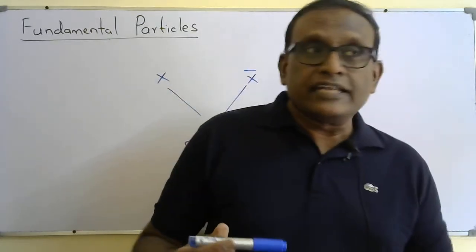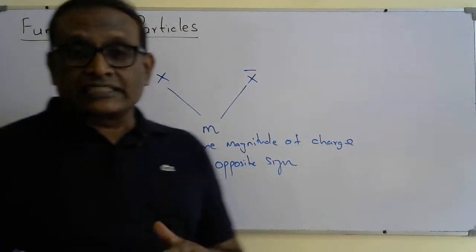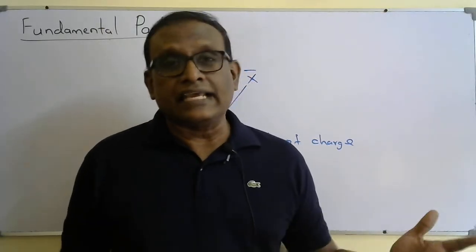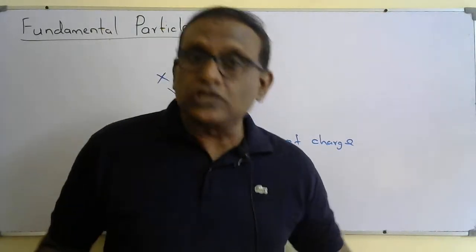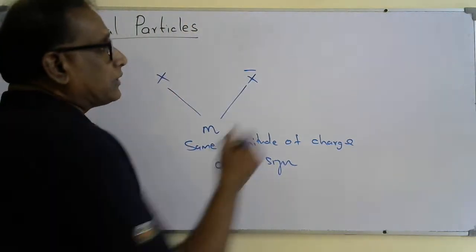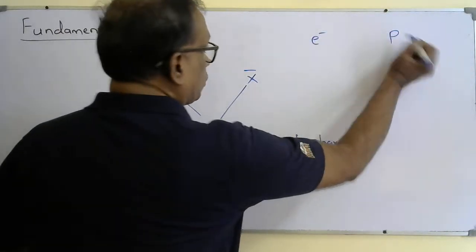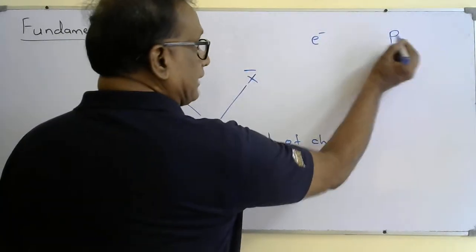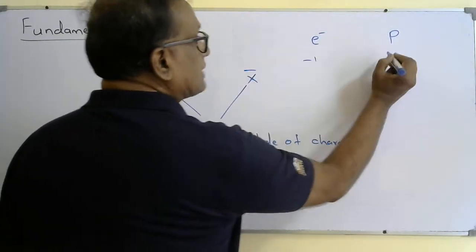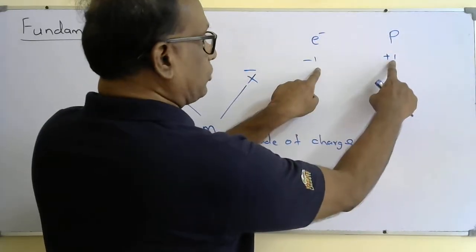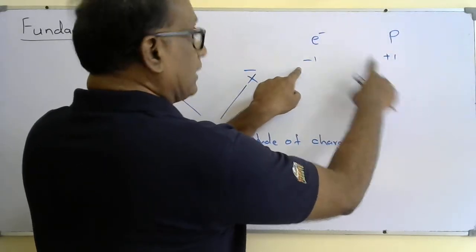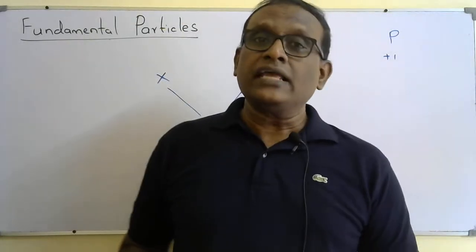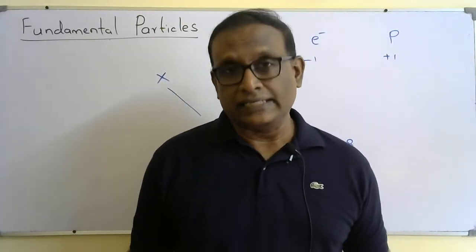Then students ask about electron and proton: are they antiparticles of each other? No, they are not, because although they have the same magnitude of charge, this is -1 and this is +1, with opposite sign, their masses are different. So they are not antiparticles of each other.